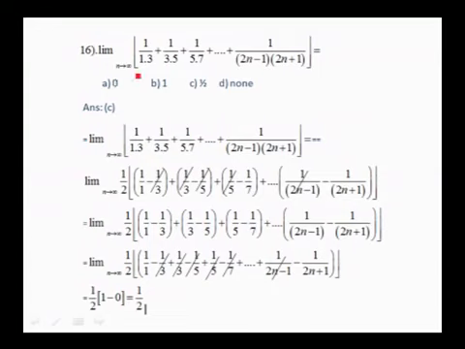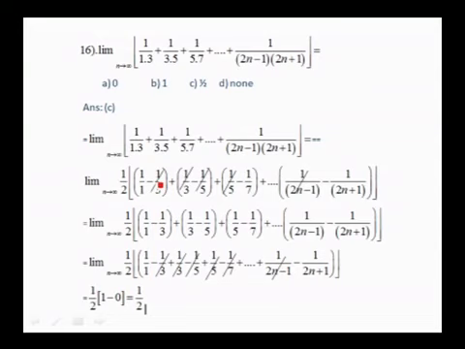Limit n tends to infinity of 1 over 1 into 3, 1 over 3 into 5, 1 over 5 into 7, etc. Write the inside term as half into (1/1 minus 1/3), separating them. So it is 1 over 1 minus 1 over 3; if you take the LCM you get 2. Here also if you take the LCM you get 2. So I rewrite these as 1 over 1 minus 1/3, 1/3 minus 1/5, 1/5 minus 1/7, lastly 1 over 2n minus 1 minus 1 over 2n plus 1.